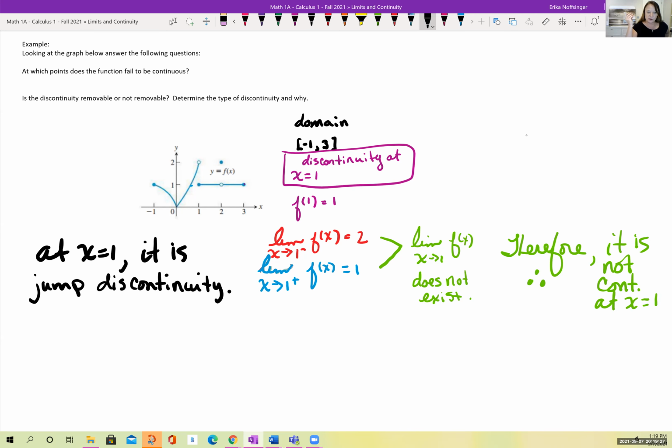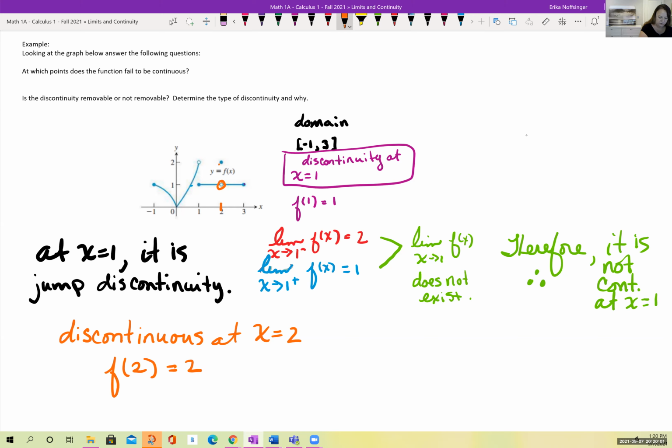And so I also notice that there's only one other value where we have a problem, and that is when x is equal to 2. There's this open circle here. So it's discontinuous at x equals 2. f of 2 exists, right? There's a point when x is 2, we have a point, y is 2.